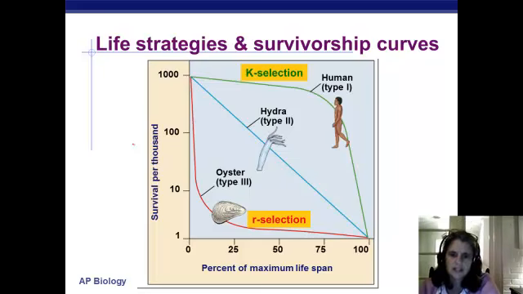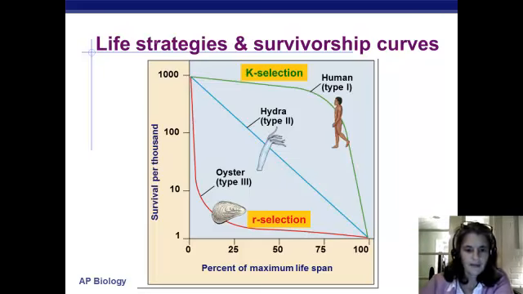All right, life strategies and survivorship curves. You need to know this diagram without a doubt. What this is talking about is basically the number of organisms there are, and this is what percent of their maximum lifespan they're achieving. So, in other words, this is very young over here, and this is getting old over there, and this is the survival. Okay, so let's look at an oyster.